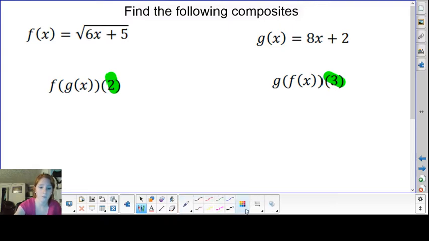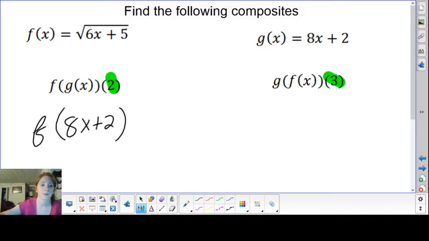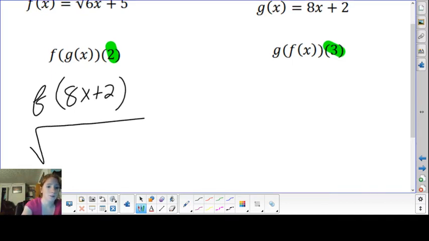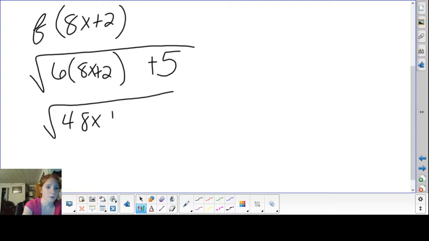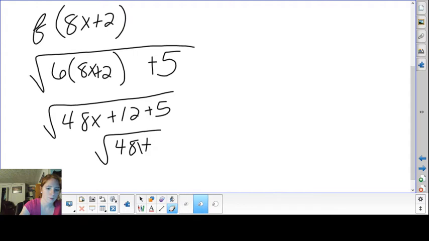That being said, I have my f, and inside f is going to go g, which is 8x plus 2. And my f is the square root of 6 times 8x plus 2 plus 5. I'm going to go ahead and simplify that. So 6 times 8 is 48, plus 12, plus 5, which is the square root of 48, forgot my x there, which is the square root of 48x plus 17.